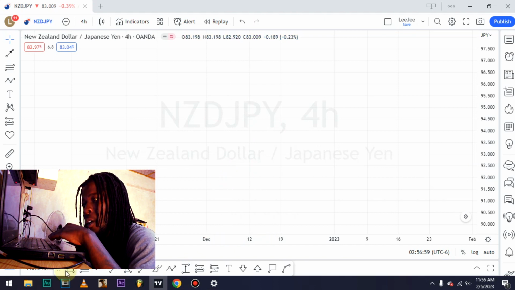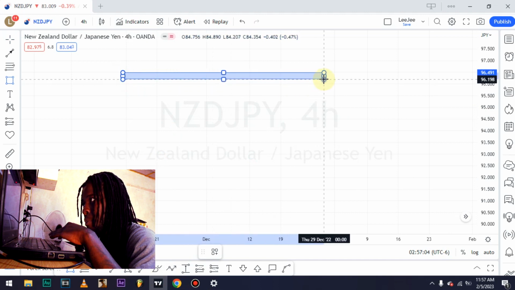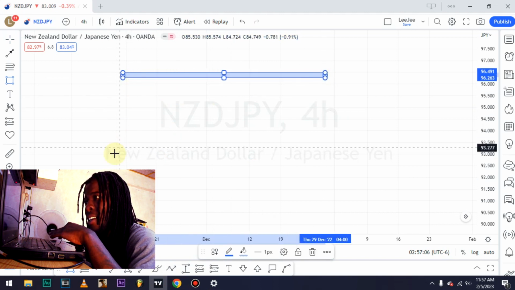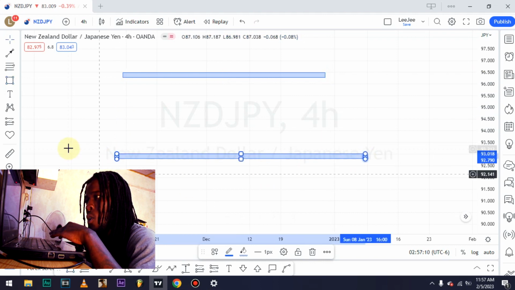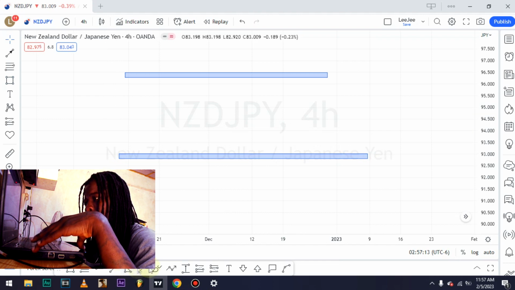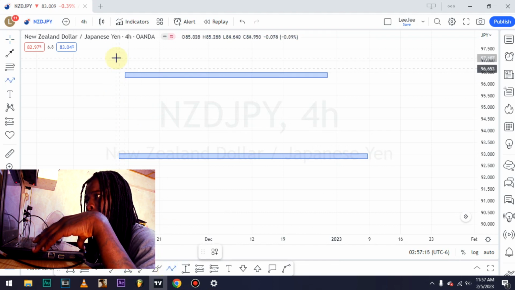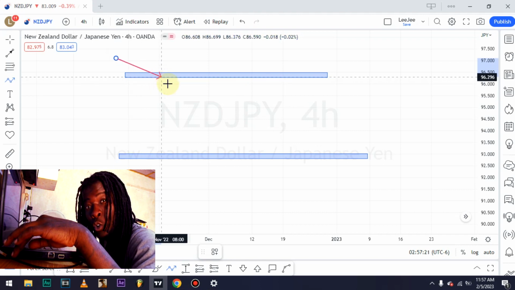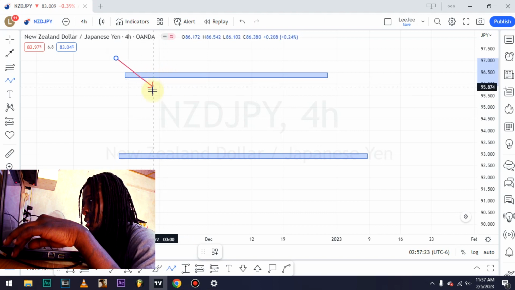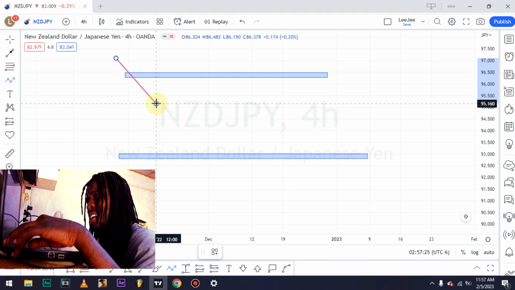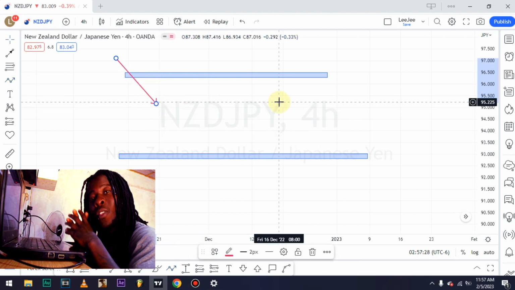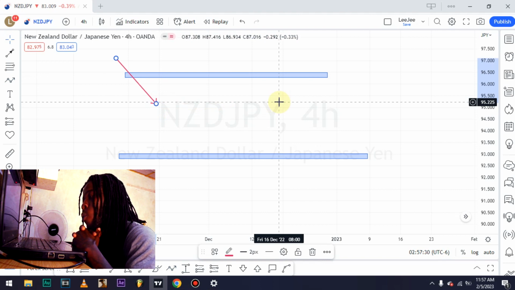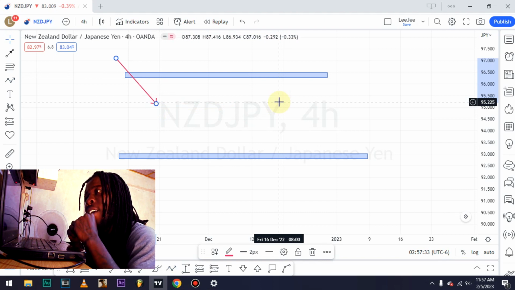Okay, so let me just give you another example, guys. So let's say that's a resistance, and then this is a support. So when price is trending down, let's say price came here, boom, and broke this. Now it will be a support. If it breaks this support, boom. So how will we take it? Because now we know that the price has broken the support, so we are only looking for sales. So how will we take our sell entry?